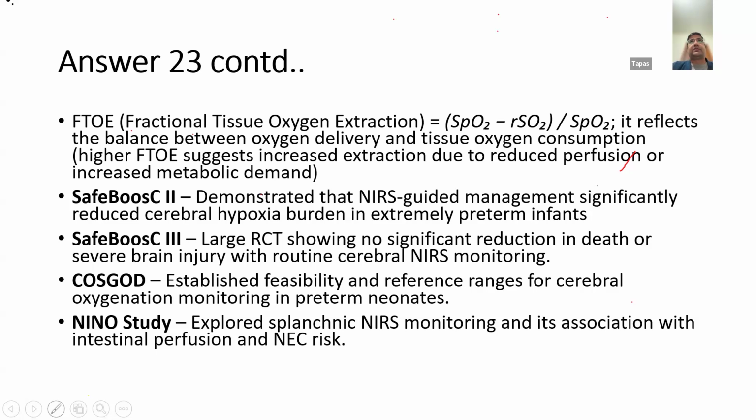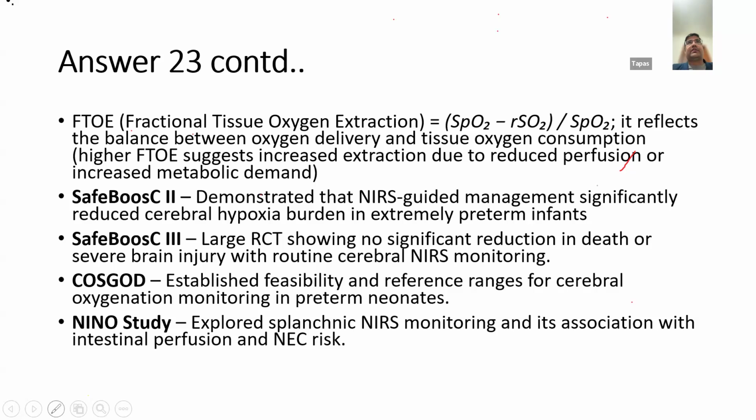First, it can be because of shock or reduced perfusion, so more oxygen is required, or it is because of increased metabolic demand, like in babies with perinatal asphyxia, where the brain cells are more metabolically active in the penumbra region. So in those cases also your FTOE may increase.